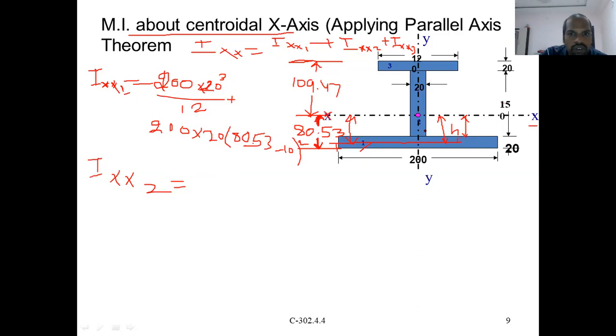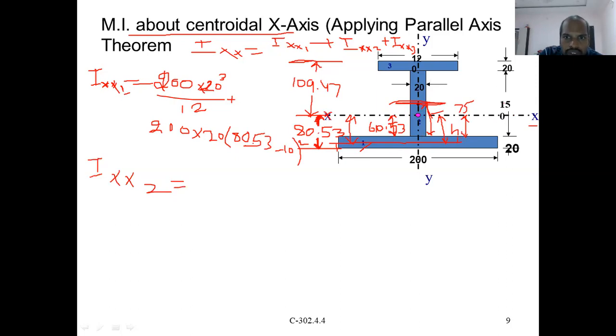Ixx of 2 is again about the centroid of this entire section, and the centroid lies somewhere here, at a distance of 150 by 2, which means 75, from here to here. What is this distance? This distance is 80.53 minus 20, nothing but 60.53. This distance is 60.53, but where our centroid lies is at a distance of 75. This is h1, let us say. This 75 means the centroid lies above our centroidal axis.